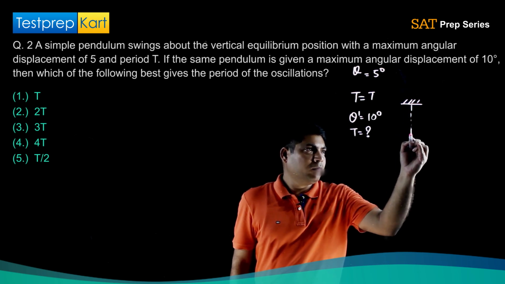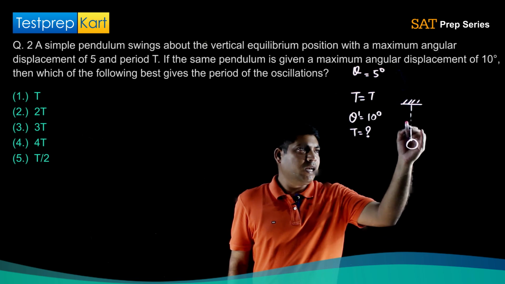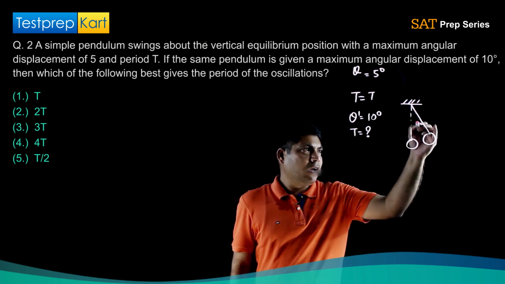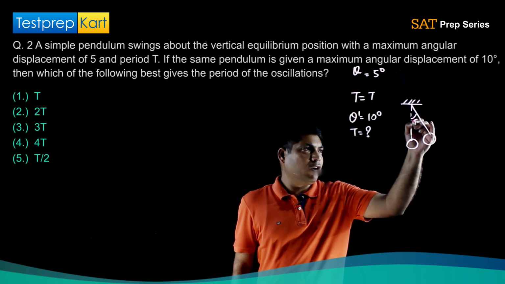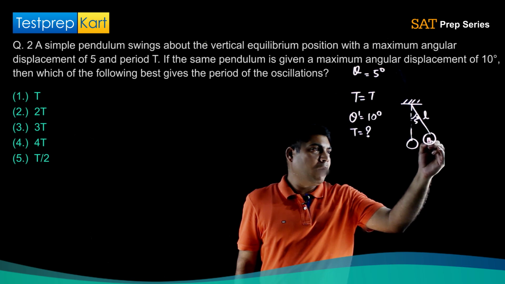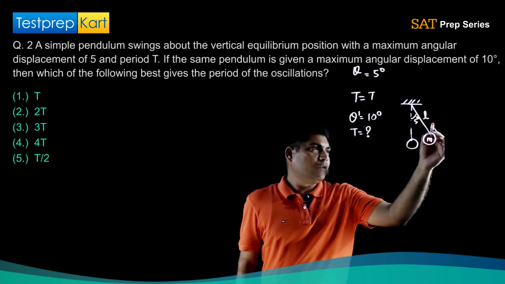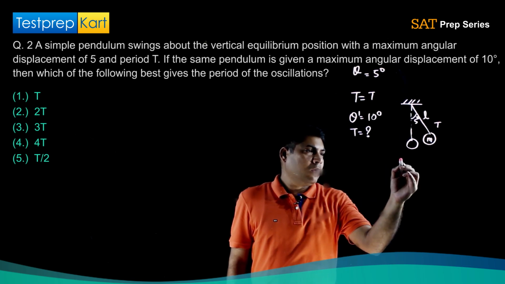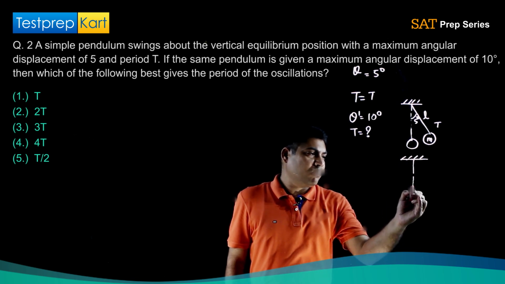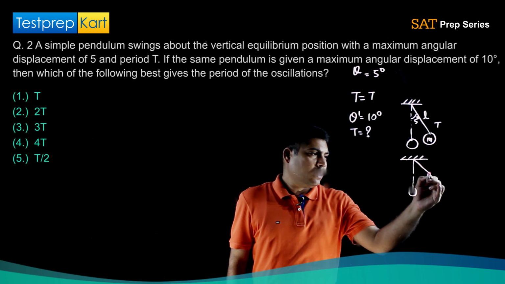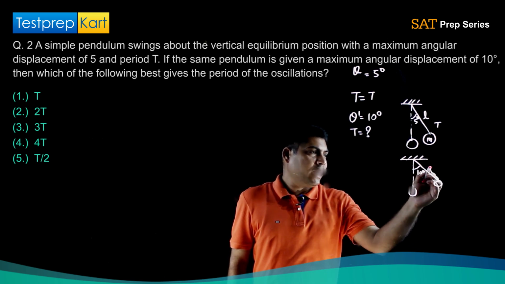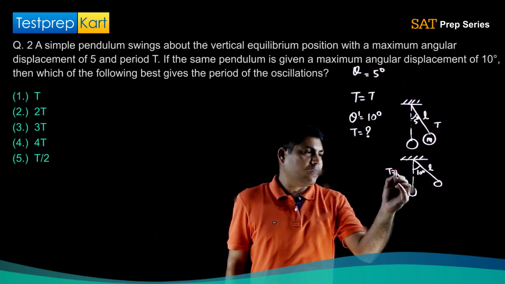There is a pendulum in its initial equilibrium condition. First, we are giving an angular displacement of 5 degrees. Suppose the length of this object is L, and the mass of this bob is m. So the time period is T. In the second case, we are increasing the maximum displacement to 10 degrees, and we are interested in calculating the new time period.